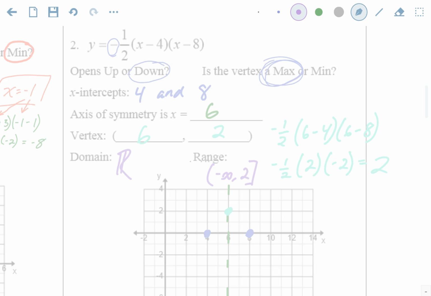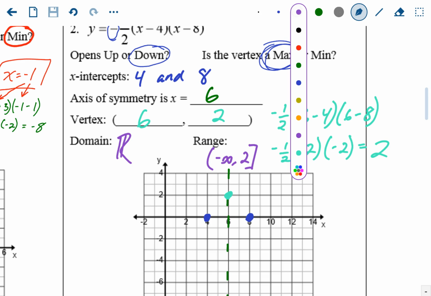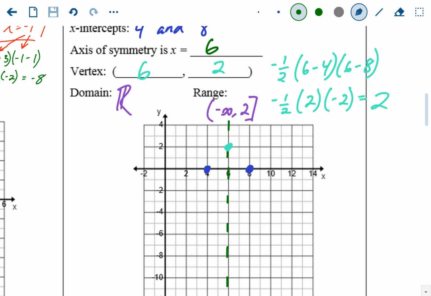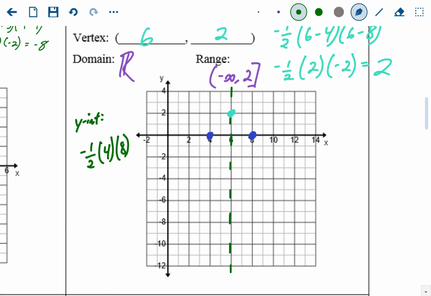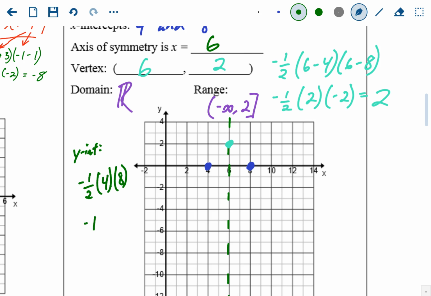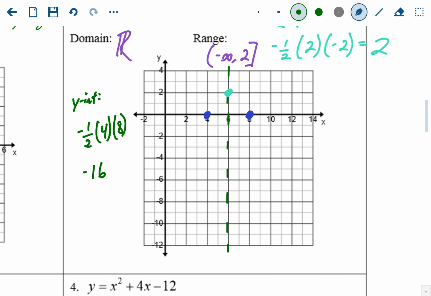Okay. Again, we have 3 points here, but we need 5 to make a good graph. So let's see if our y-intercept is on the graph. It might be too big. Our y-intercept should be a times p times q. A is -1/2, p is 4, q is 8. It's going to give us a y-intercept of -16. My graph only goes down to -12, so it's going to be off the graph. You could probably guess it's going to be around here, but I don't like guessing.